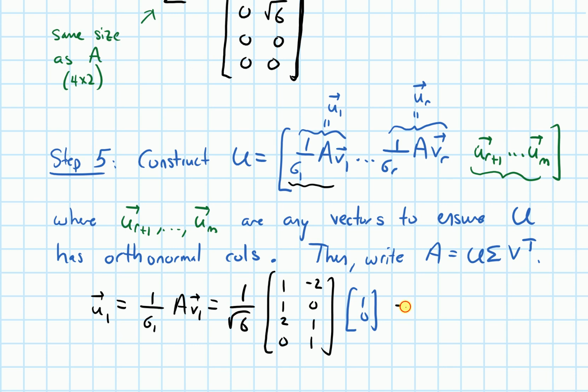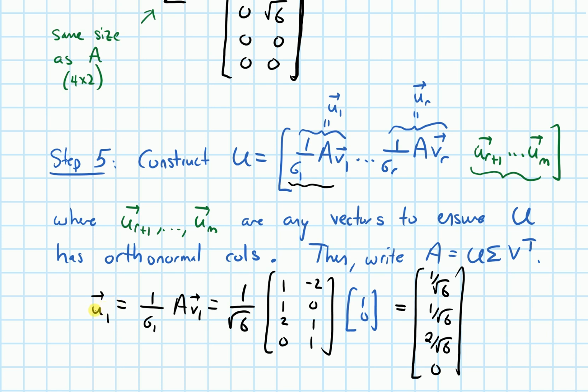So if we work this out, we will end up getting 1 over root 6, 1 over root 6, 2 over root 6, and 0. So we end up with that. And we could check that this vector ends up being a normal vector. This has length 1. And that's good. That's what we'd want it to be.